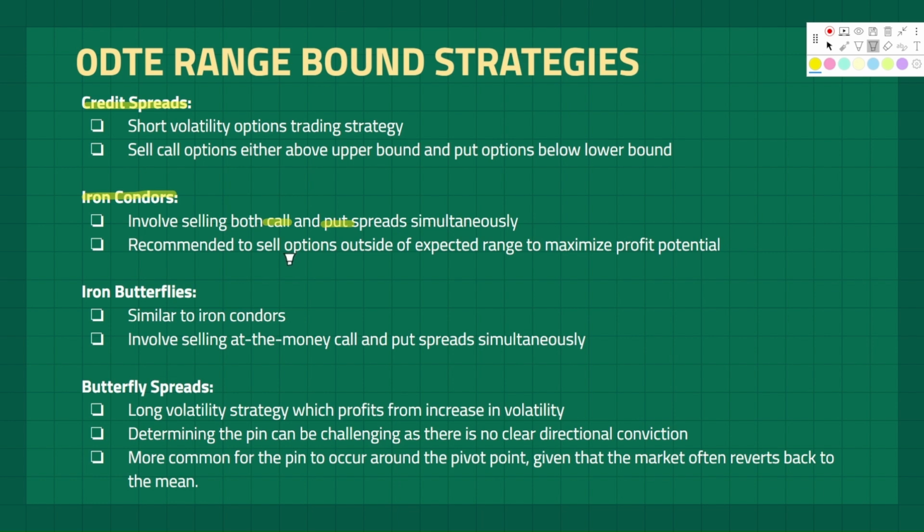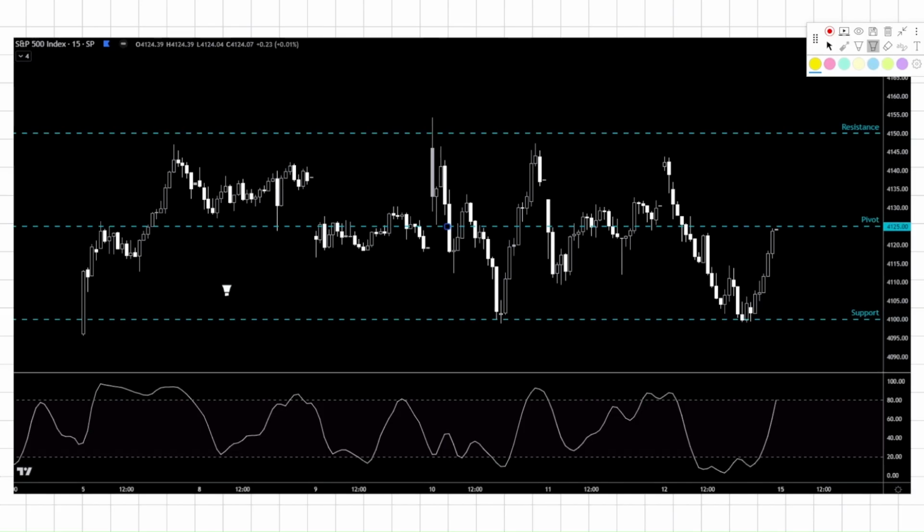The iron butterfly is another short vol strategy, very similar to the iron condor. However, it involves selling the at the money call and put spread simultaneously. This can also be skewed to express a directional bias. And we really want to be anchoring these short vol trades off the upper and lower bound.